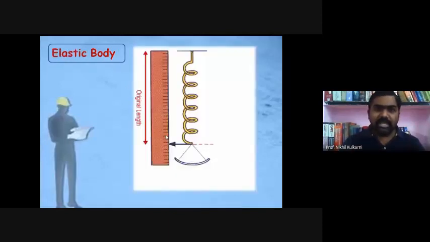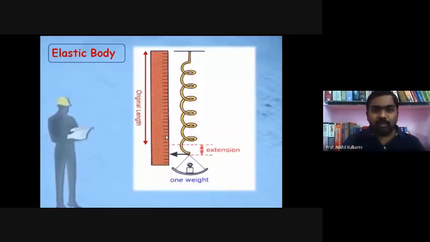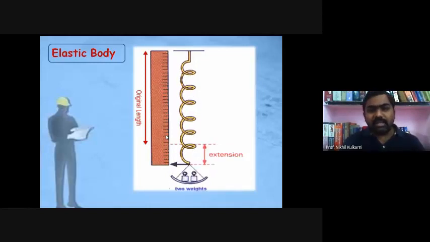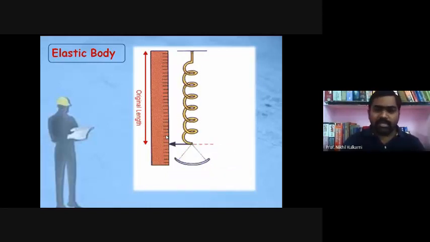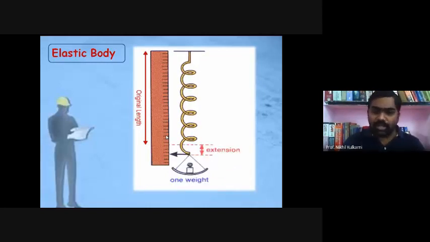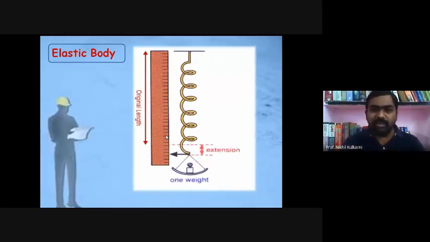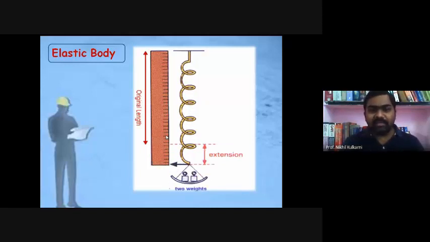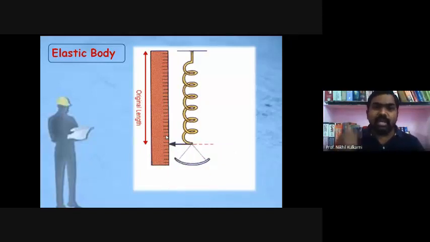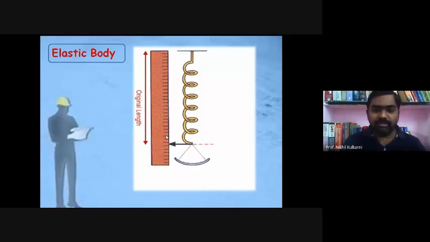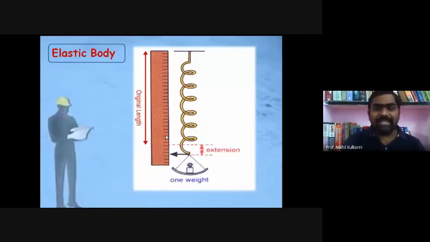Next, elastic body. What is elastic body? In the elastic body, look at that figure very carefully. Earlier there was no load. If I applied the load there, what happened? There was a change in that spring. It will get extended, and again if I remove the loads, it will regain the original position. It will regain the original length. Then that is called as elastic body.